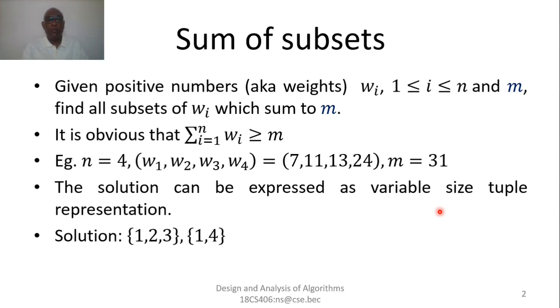In fact, the first, second, and third weights are 7, 11, and 13, and the sum is 31. So it satisfies the given statement of the problem and happens to be one of the solutions. We also have another solution, and the solution is represented as 1 and 4, which means that the first weight and the fourth weight as a subset satisfy the solution of the problem. In fact, the first weight is 7 and the last weight is 24. The sum happens to be 31. So this is the way we express the solution as a variable size tuple.